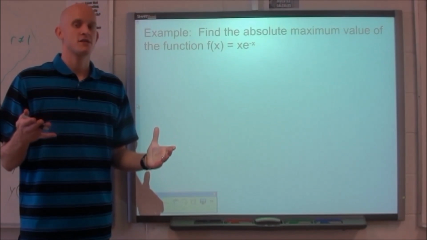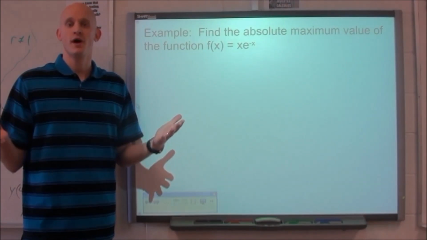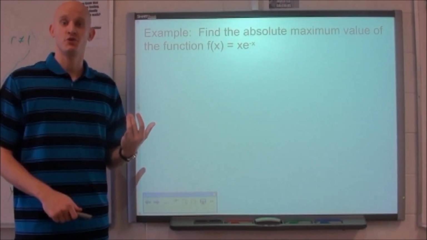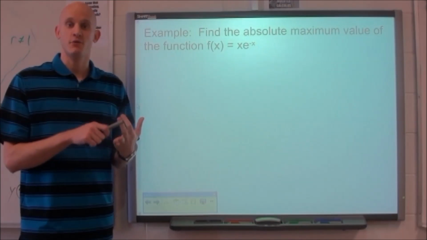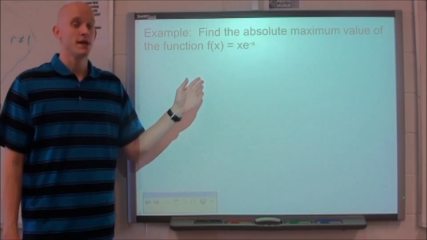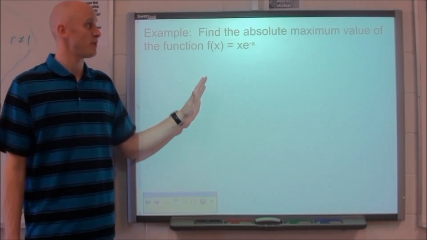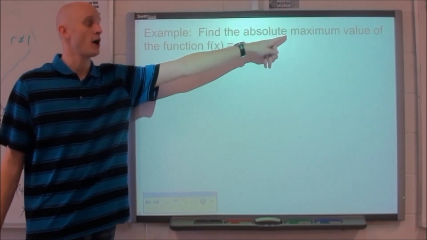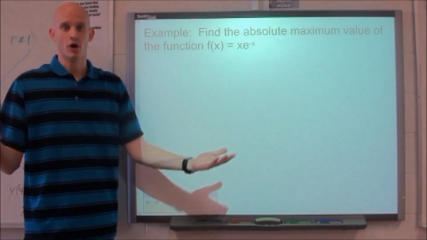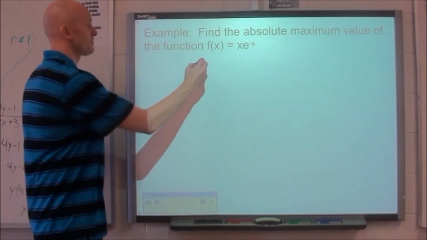To find the absolute maximum value, remember, we're going to do the same process that we've done a million times. To find the derivative, find points where it's equal to 0, the critical points, place them on a number line, and find out where there's a sign change of positive to negative for a maximum. And then we'll go from there. So first thing we need to do is find the derivative.